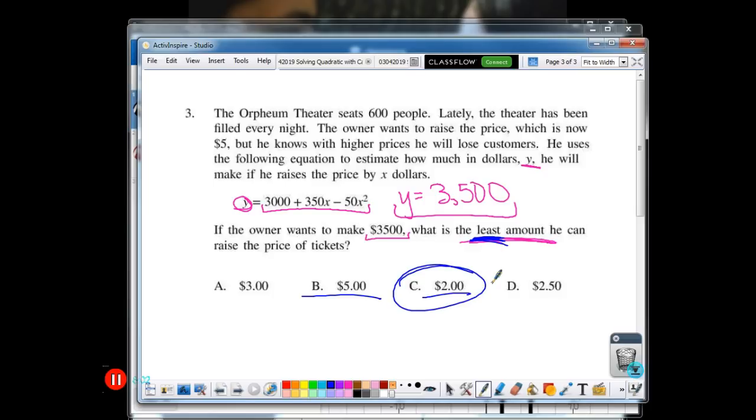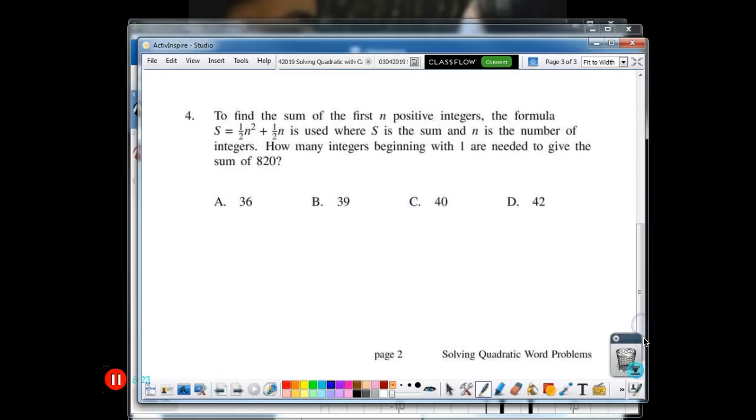Okay, so be careful, because this is how it's going to start to work out, where they give you an equation and then they tell you somewhere in the problem what they want it to equal. And so that's when you're going to have to do something like this, where you find your two equations and see where they intersect. Alright, let's go on to number 4.